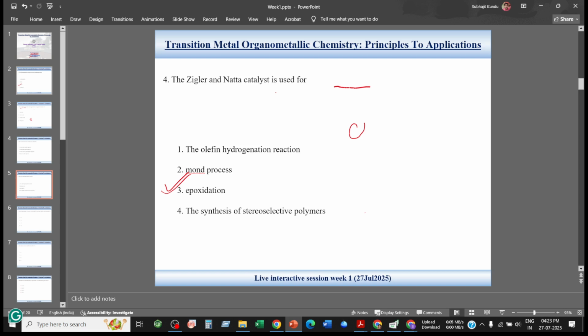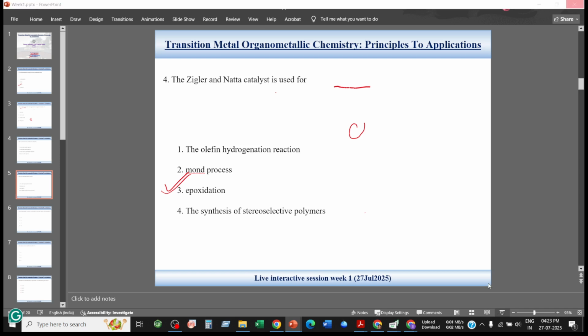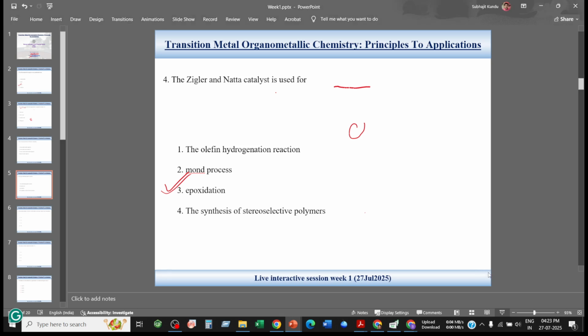Now tell me the chemical composition of this catalyst. This is a titanium complex, right? Triethyl aluminum and titanium chloride. Yes. So it is triethyl aluminum and TiCl4, a combination which gives these complexes.